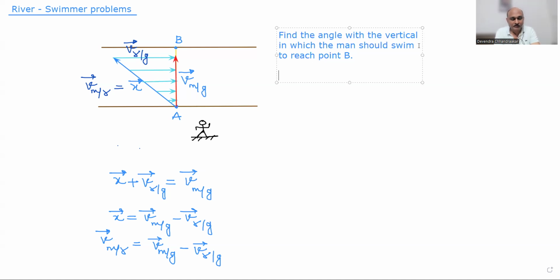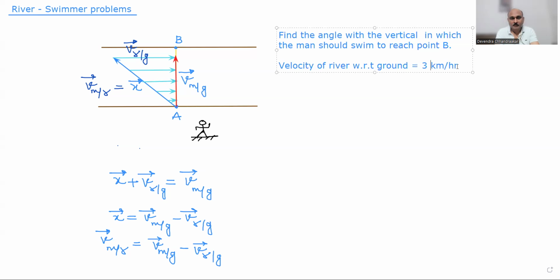ठीक है. Given data is velocity of river with respect to ground is equal to 3 kilometers per hour. ठीक है. And velocity of man in still water is equal to 4 kilometers per hour.